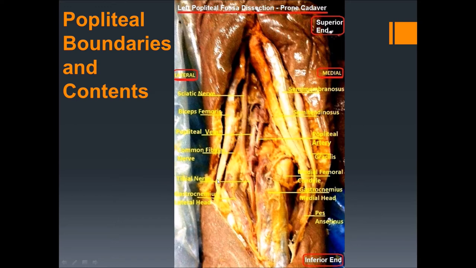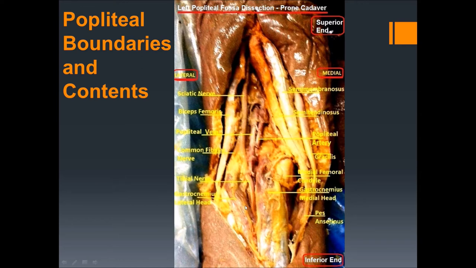The supralateral boundary is formed by the biceps femoris tendon. The supramedial boundary is formed by the semimembranosus muscle, and it is overlapped by the semitendinosus tendon. By the way, you can see the semitendinosus tendon is getting inserted onto the medial aspect of the tibia, along with the gracilis and the sartorius, which form what is known as the pes anserinus.